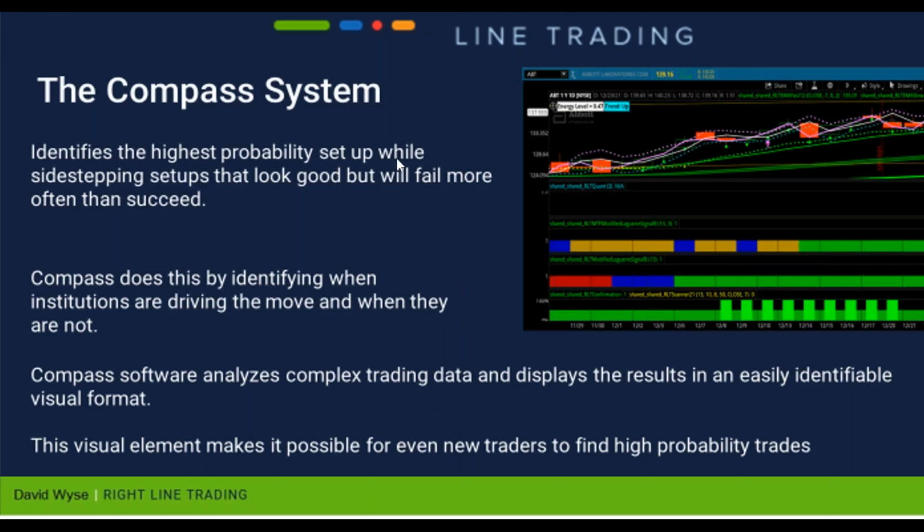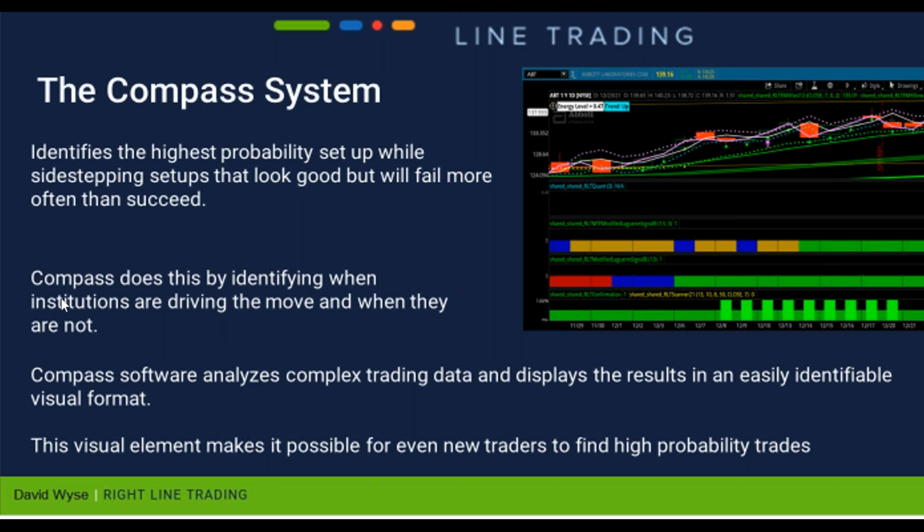Okay, this is just kind of an overview of the Compass system. This is a system I use on thinkorswim to give me a lot of information that I need to make these trades. It identifies the highest probability trade setups while sidestepping setups that look good but will fail more often than they succeed. You can have a really nice looking technical setup, and if it isn't supported by institutions, it's not going to succeed most of the time. You can get some winners, but you're just not going to have a very high win rate. And it does this by identifying when the institutions are in a trade, when they're driving the move, and when they're not. So this is a really critical piece of information.